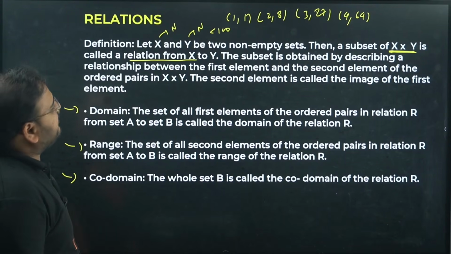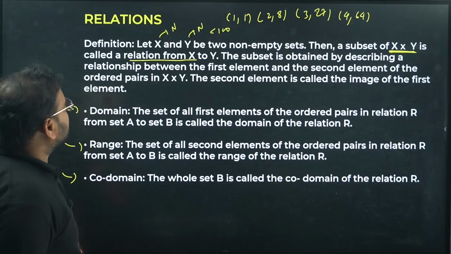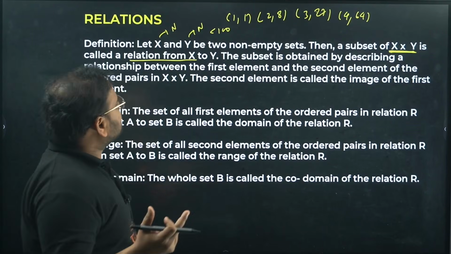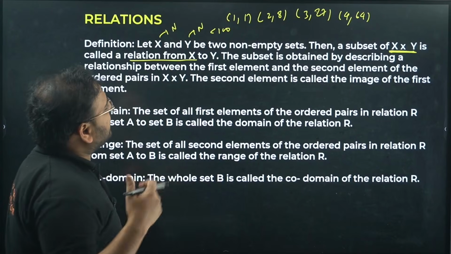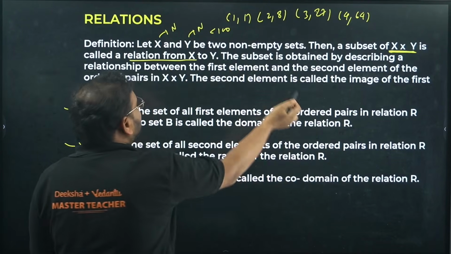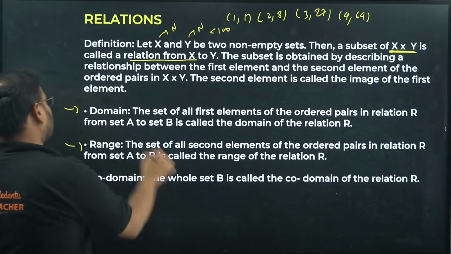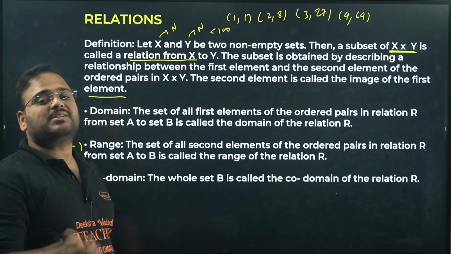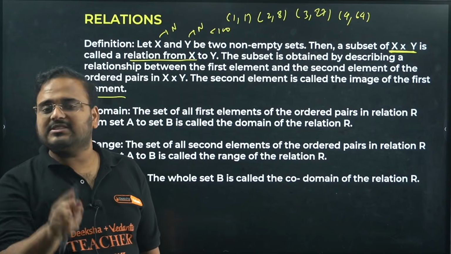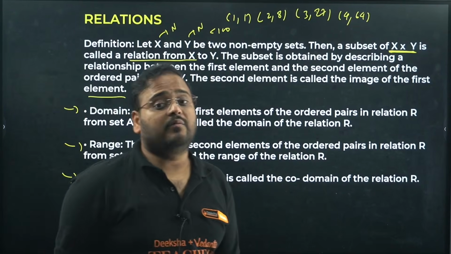Then a subset of X and Y is called a relation. The subset is obtained by describing the relationship between the first element and the second element. The second element is called the image of the first element, and the first element is called the pre-image of the second element.